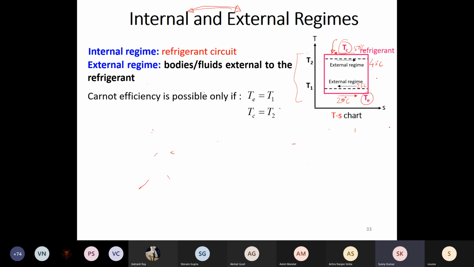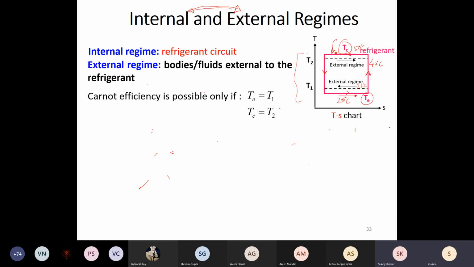Okay. So your refrigerant is undergoing these four processes, which look like a Carnot cycle: isentropic compression, isothermal heat rejection, isentropic expansion, and then isothermal heat absorption. Okay, these are the four processes your refrigerant is undergoing. But what I am telling is during this isothermal heat absorption, the external regime from where it is absorbing heat is at around 25 degrees C. And during this isothermal heat rejection, the external regime, the thermal reservoir to which it has to reject heat.